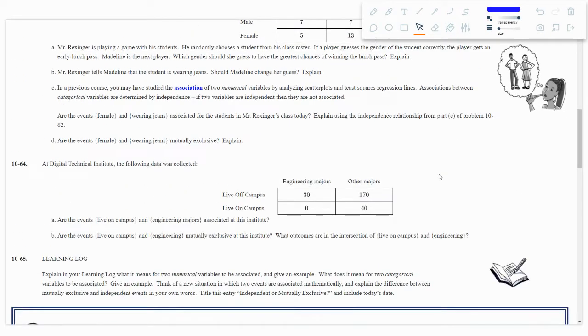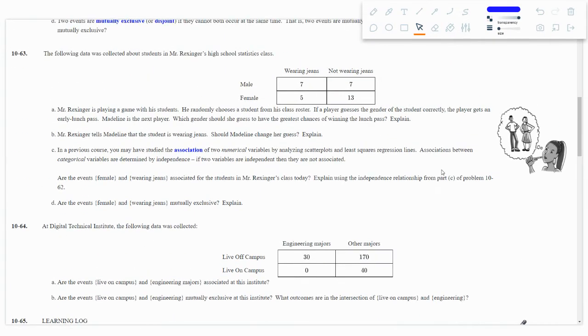So if we go to 10-63, 10-64, we've got some different tables here. Mr. Rexinger is playing a game with his students. He randomly chooses a student from his class roster. If the player guesses the gender of the student correctly, the player gets an early lunch pass. Madeline is the next player. Which gender should she guess to have the greatest chances of winning the lunch pass?